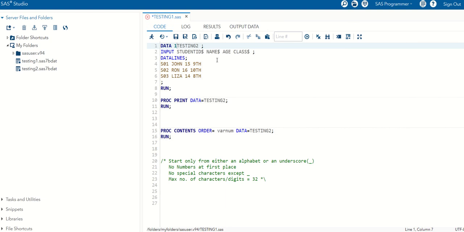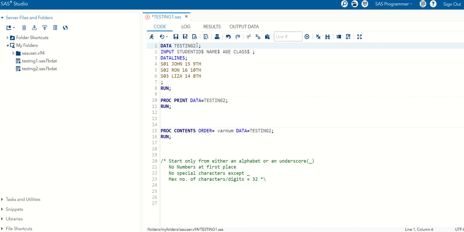We can, of course, put an underscore like this. So this is the accepted name, but not this, and any other special characters cannot be used apart from underscore. So only this can be prefixed before the name, underscore. So that's the first rule. Either it should start with an alphabet or an underscore.